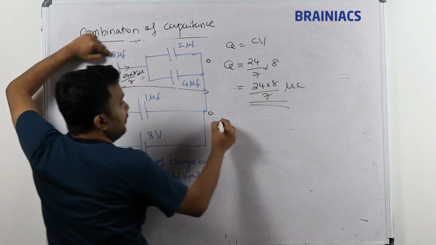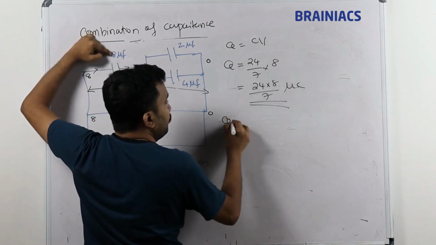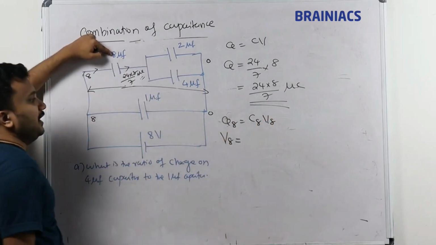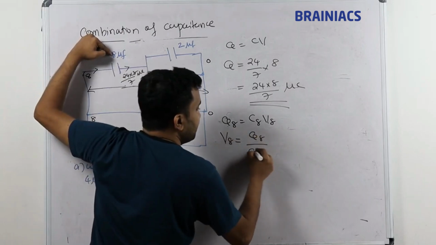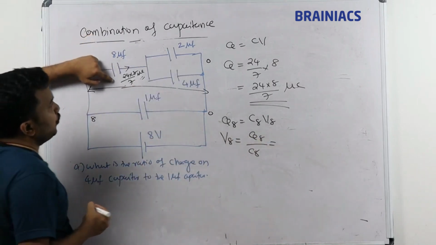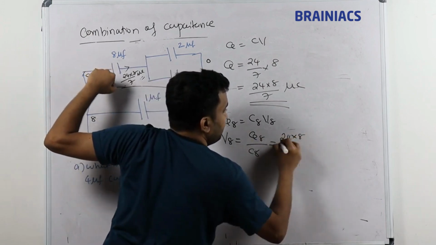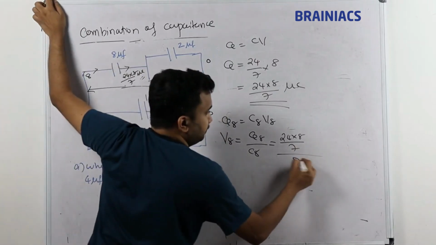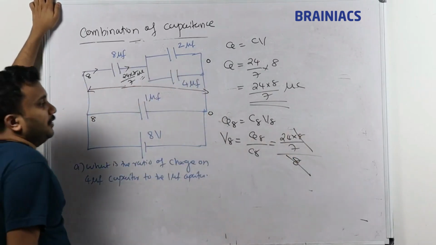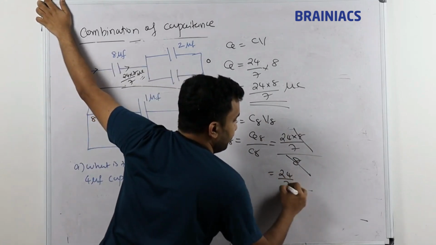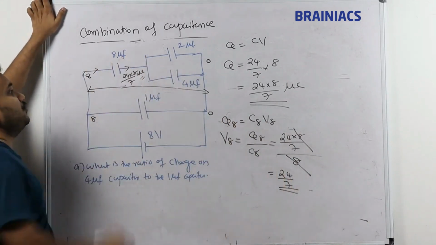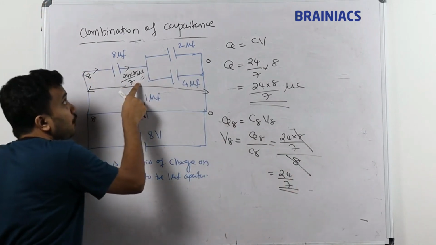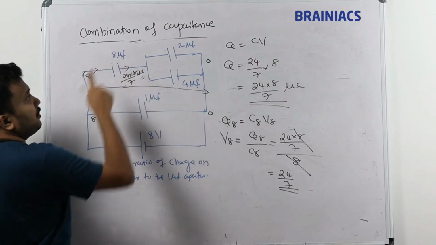For the 8 microfarad capacitance, I can say Q8 will be equal to C8 into V8. So V8 I am calculating. What is V8? V8 means Q8 by C8. What is Q8? Q8 means the charge over here. So 24 into 8 divided by 7, whole divided by capacitance 8. Gone. So how much will be there? 24 by 7 is the voltage here. What is the total voltage? 8 volt. Out of the 8 volt, 24 by 7 volt is taken by the 8 microfarad capacitor.